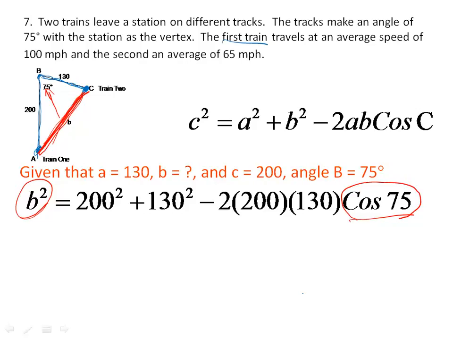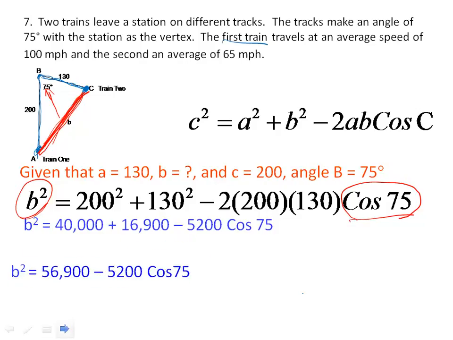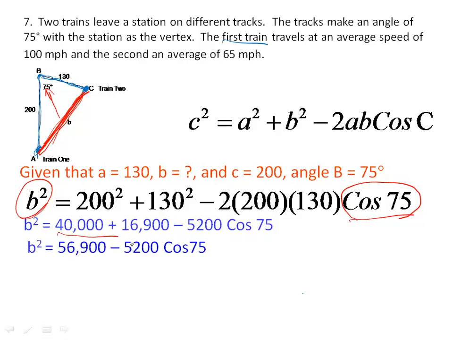All right. So now we just do the math. 200 squared is 40,000. 130 squared is 16,900. 2 times 200 times 130 is 52,000 times cosine of 75. Alright, so we simplify it, putting these two numbers together as 1. And we cannot do the minus 5,200 because it's attached by multiplication to this cosine of 75. Alright, so we can't do that. We can only add these two numbers together.